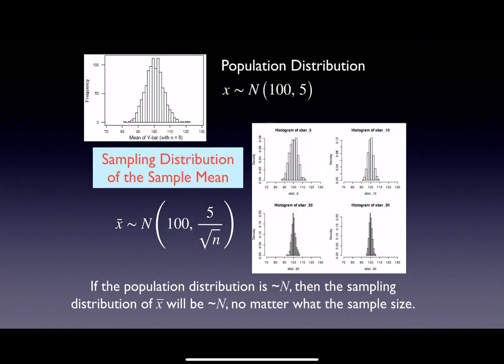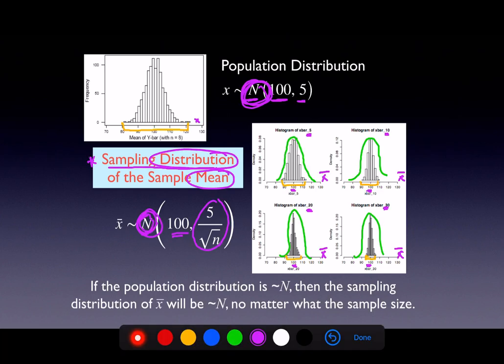Taking a look at this again, if the population distribution is approximately normal, then the sampling distribution for means will also be approximately normal regardless of the sample size. Because I could put this N here, I can use normal CDF anytime I want. So there wouldn't be a problem or a probability that I couldn't calculate if this were my population distribution.